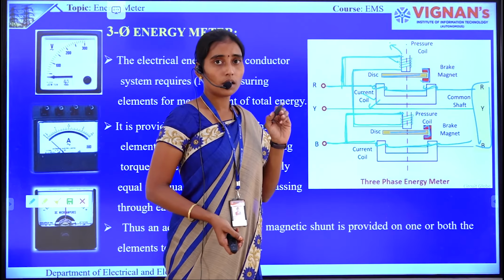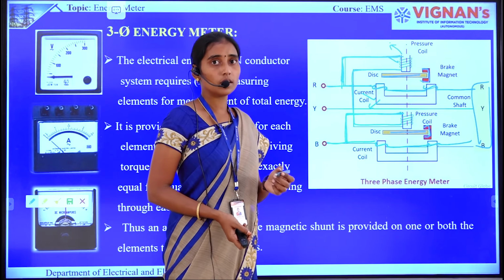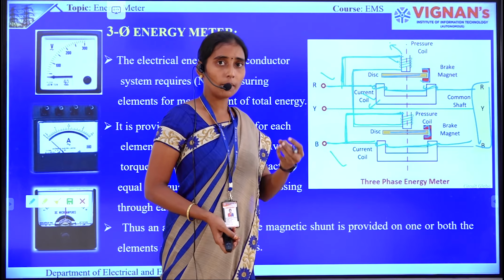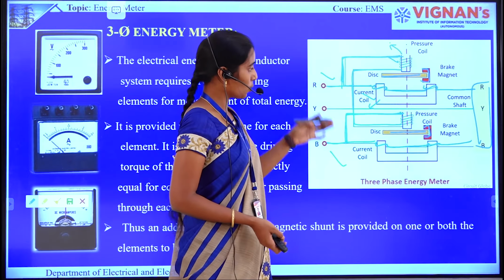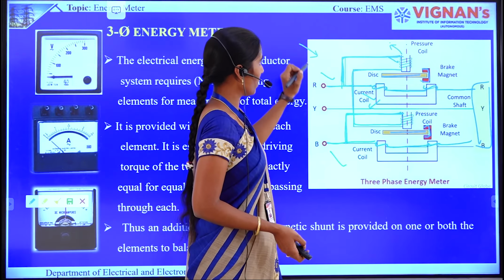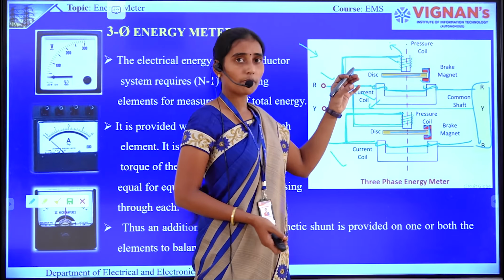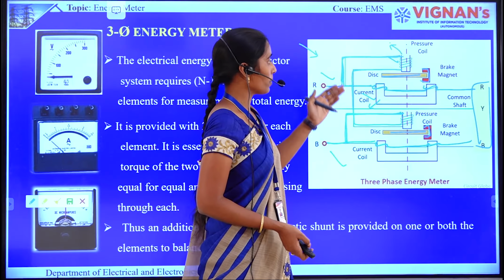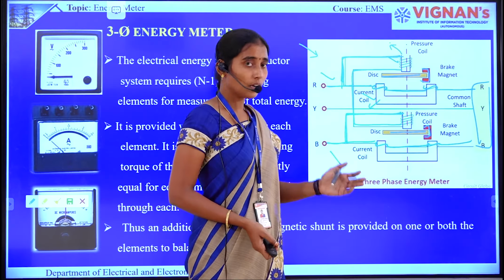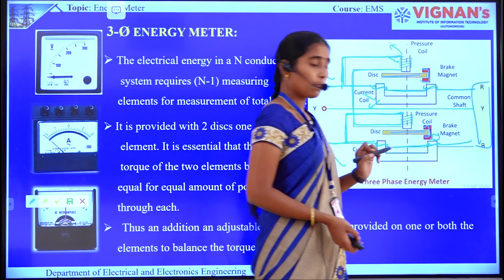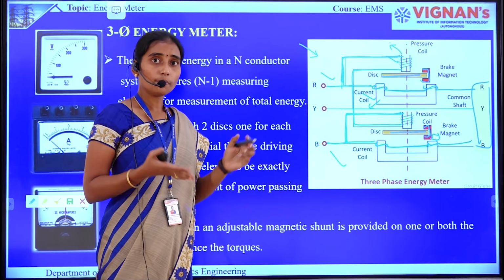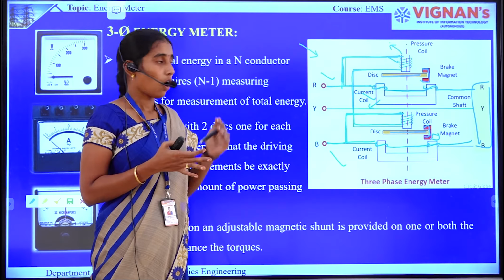Now, the main important thing to consider in case of your three-phase energy meter is the driving torque produced by both the elements. When you are supplying the same amount of current or power through the 2 elements, the driving torque produced by the 2 elements must be equal. So in order to make that happen, we are placing a magnetic shunt on either of the elements in order to have a uniform torque from both elements.